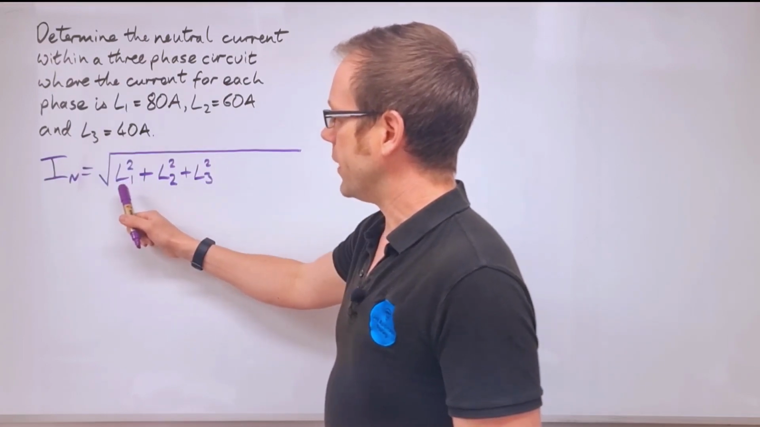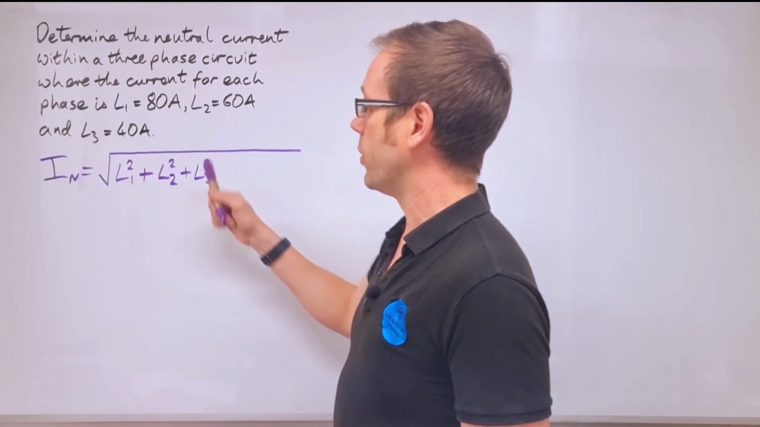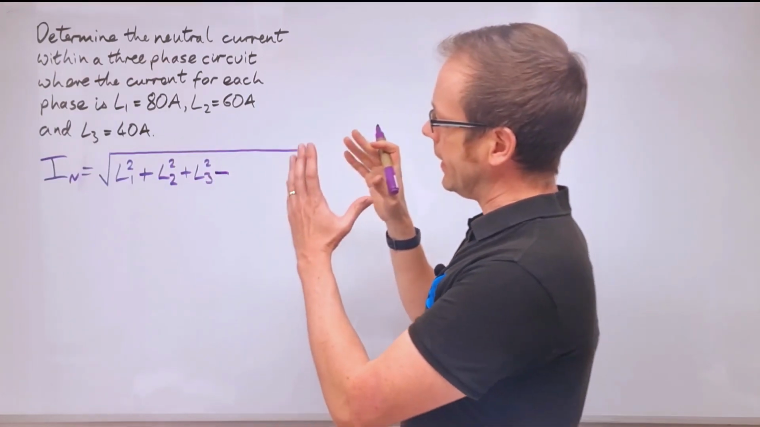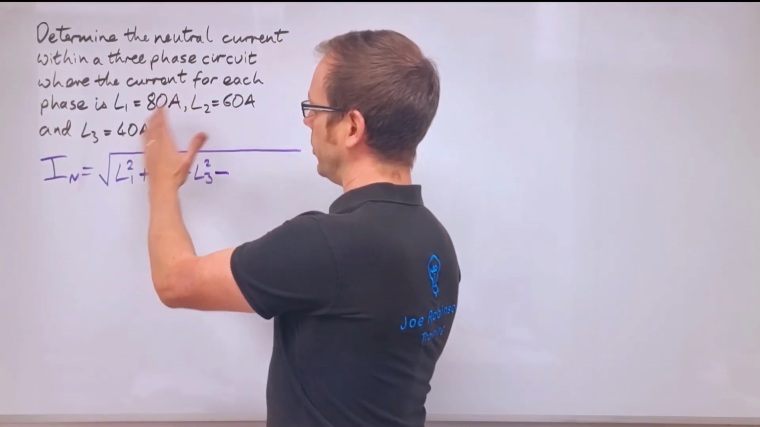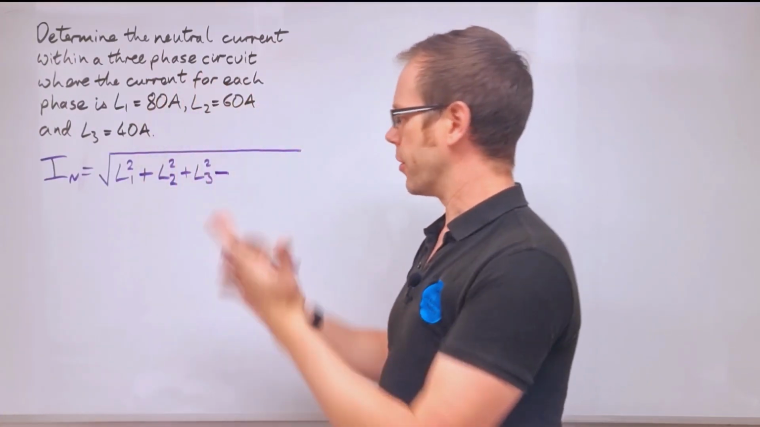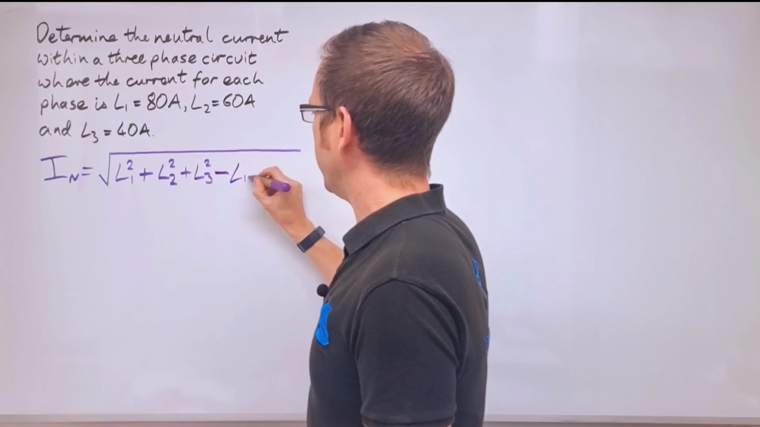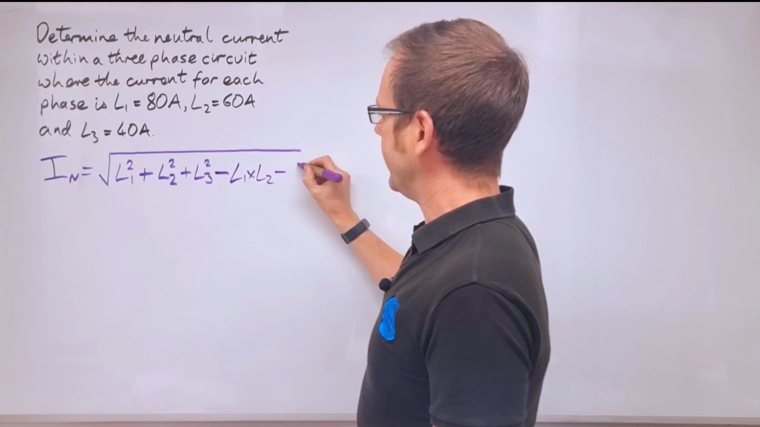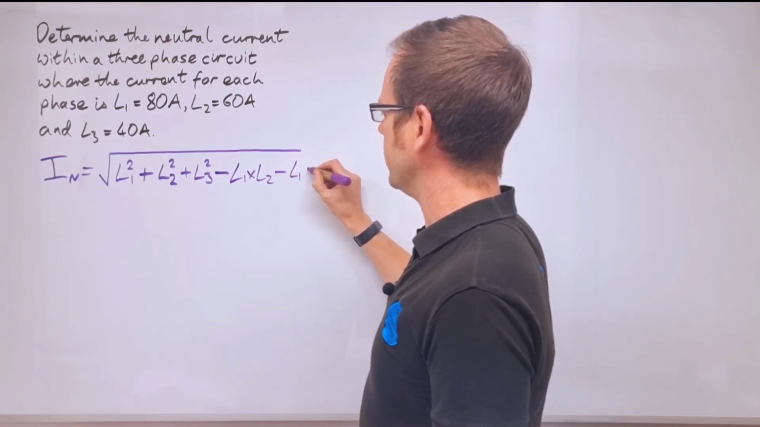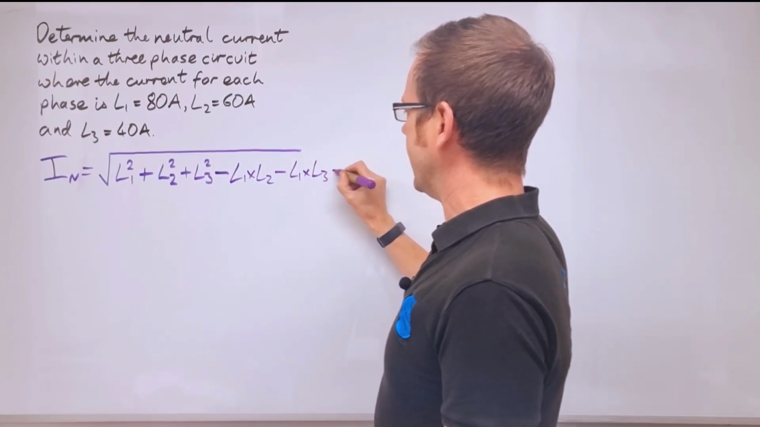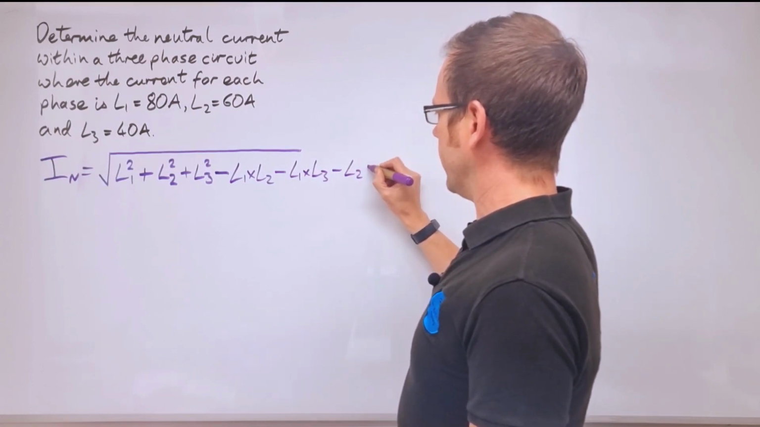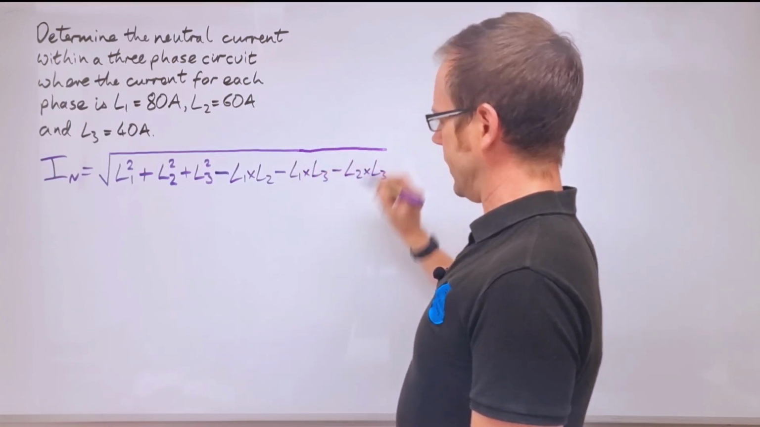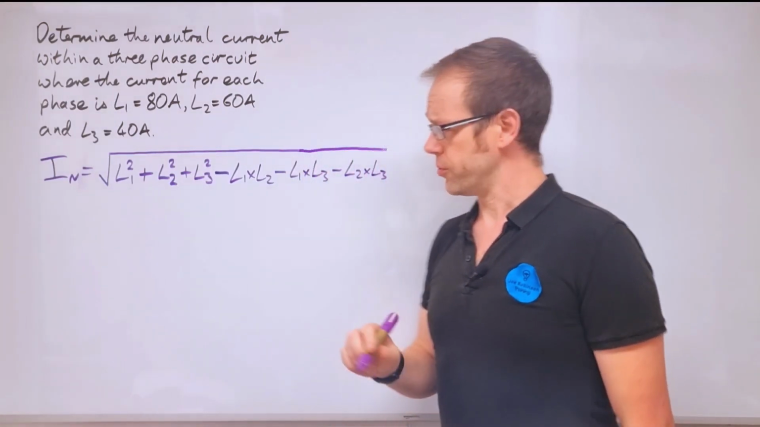So what we're doing is squaring the current in each one of the phases and adding them together, and then we are subtracting each phase current multiplied by every other phase current. So it looks like this. We've got L1 times L2, and then we take away L1 times L3, and then we take away L2 times L3. So it looks like that. Just extend that square root symbol because I never make those long enough on the first try.